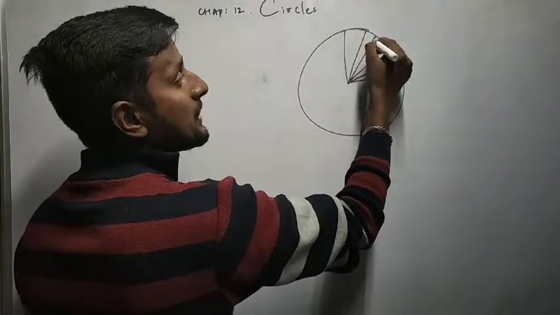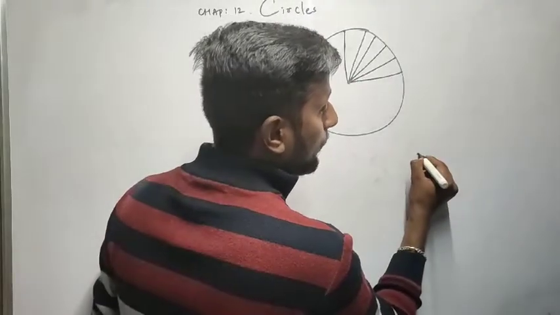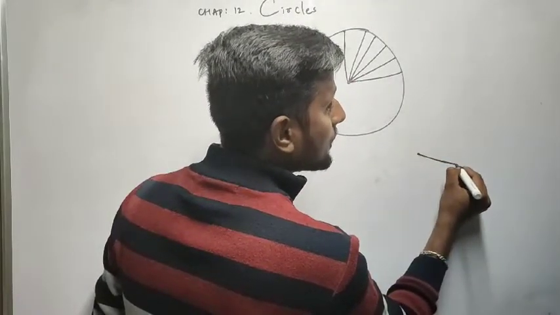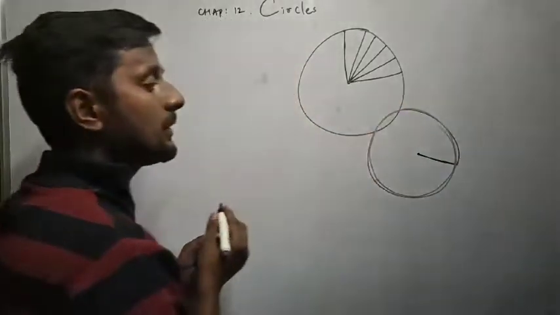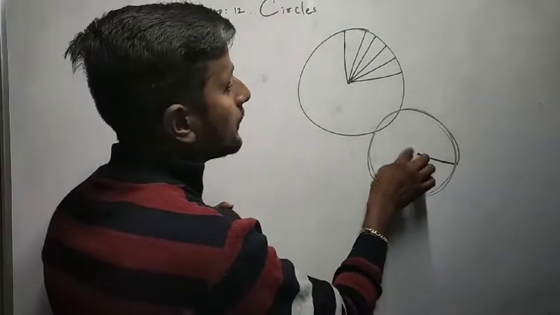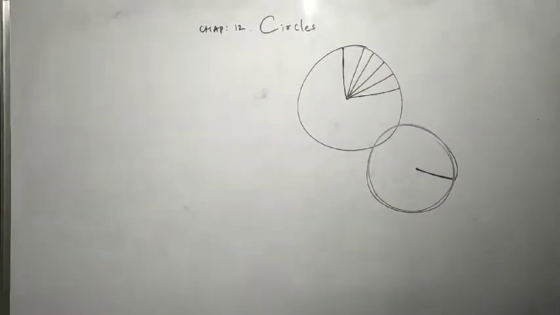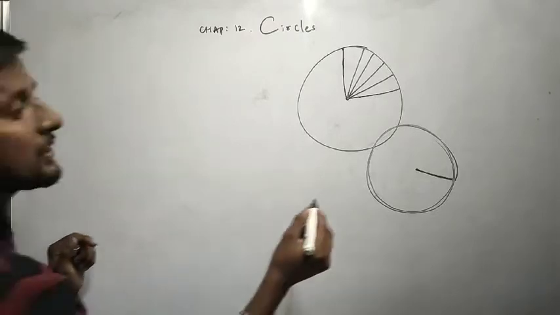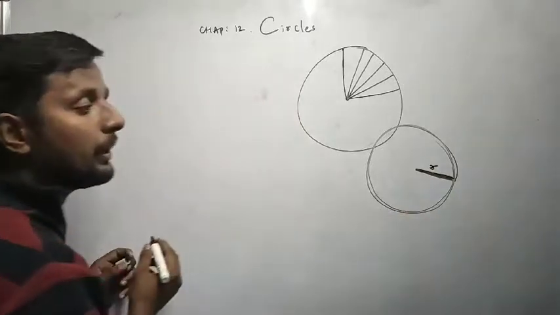Whatever line segments I am making here, they all have the same length. Simply, based on a fixed point with a fixed distance, if you make a set of points, that set of points makes a circle. The fixed point is called the center, and from the center to any point on the circle, the fixed distance is called the radius. It is denoted by r.